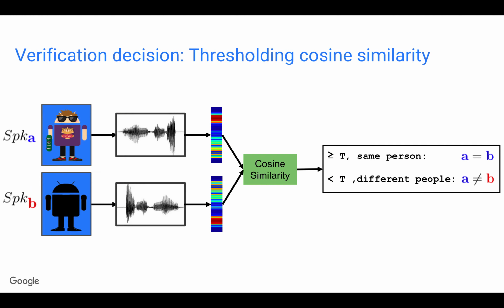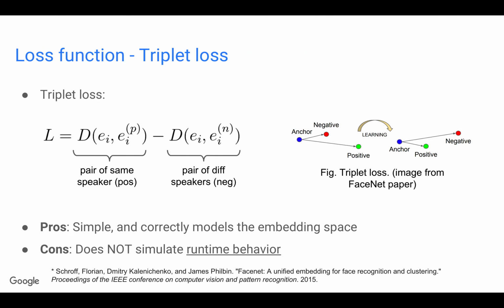Once we have two D vectors from two audio inputs, we can compute the cosine similarity between the two D vectors. If that similarity score is larger than a threshold, we consider the two audio are from the same person. If that cosine similarity score is smaller than a threshold, then we consider the two audio utterances are from different people. Now we have the embedding and the score. We need to define a loss function such that we can train our neural network.